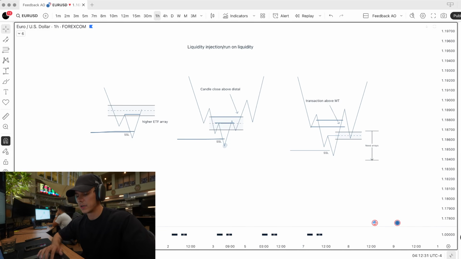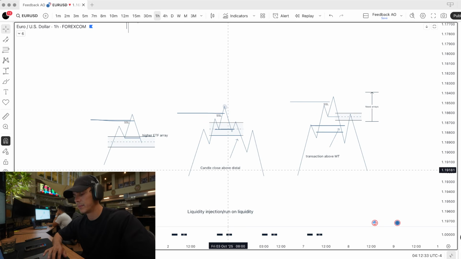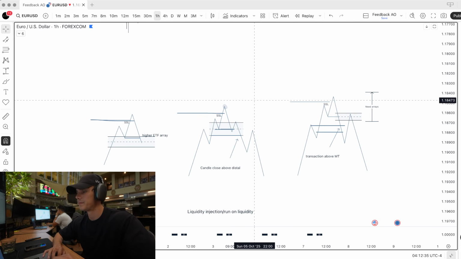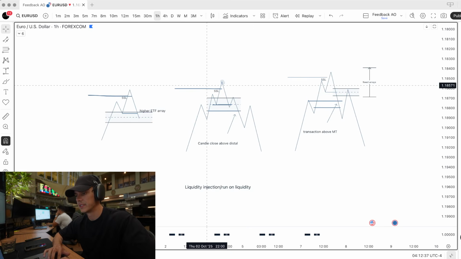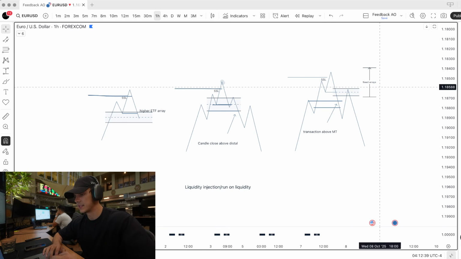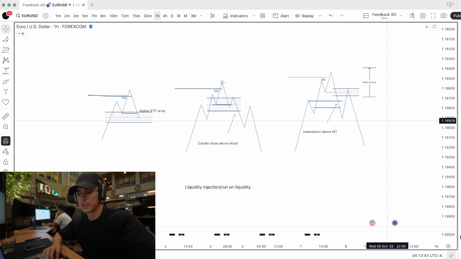So all of these are exactly the same, right? Flip them, right? You get sell side. Not that difficult. Replace this with buy side liquidity, and it's exactly the same concept for shorts, right?